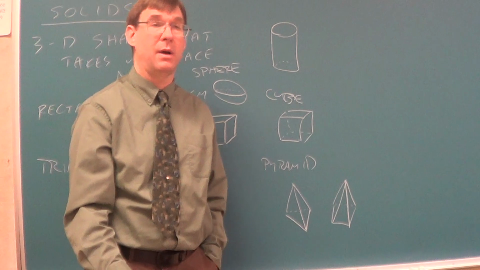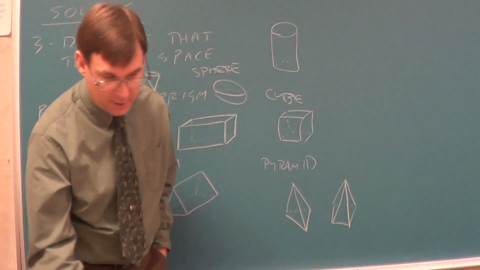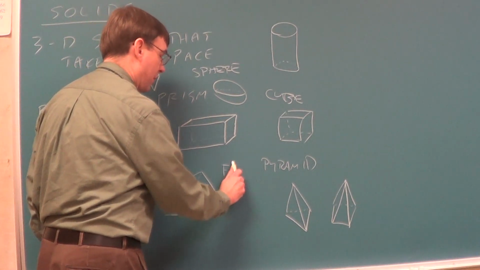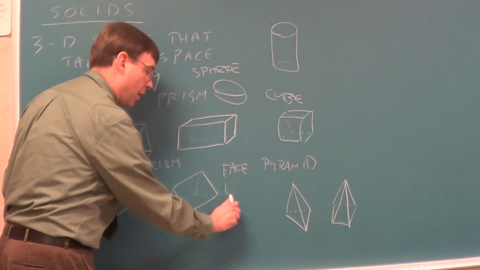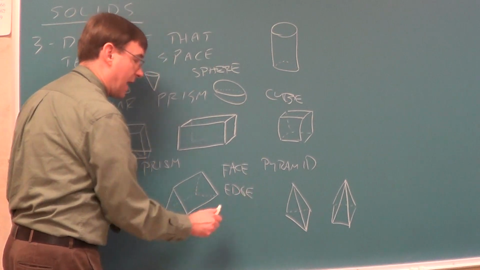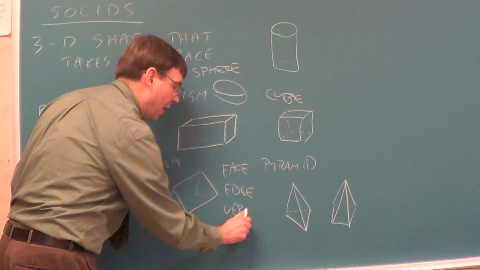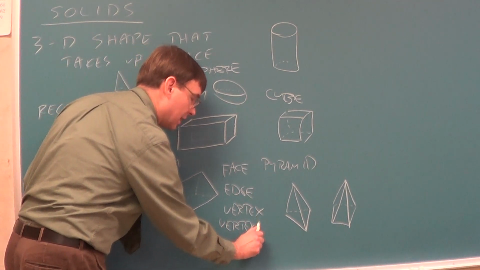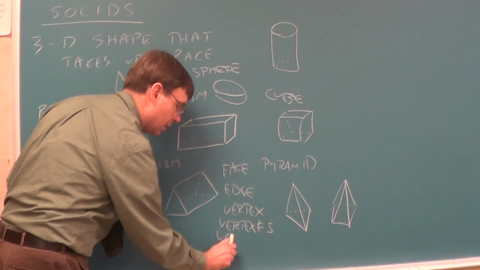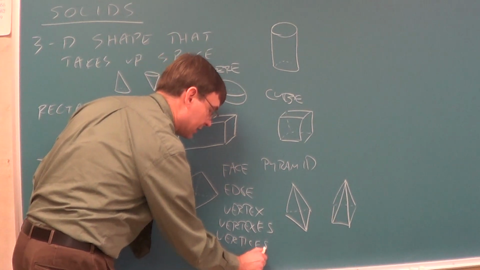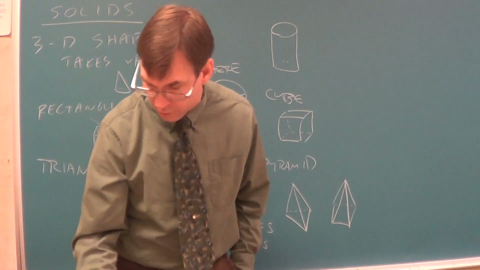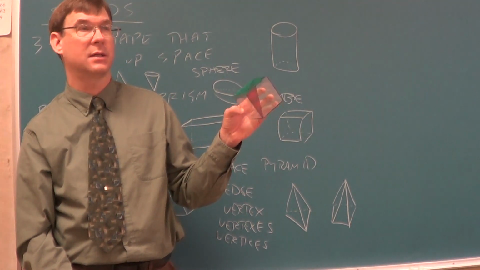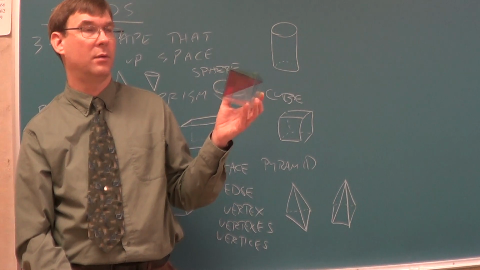Question about edges? Then the corners are called vertices or vertexes. So let me write these words off here. Face is the flat part. Edge is the segments where they touch. And then one of these corners is called a vertex. If there's a bunch of them, you can either call them vertexes or vertices. But if it can poke your eye out at a corner, that is a vertex. So corners, vertices, vertexes, whatever you want to call it.